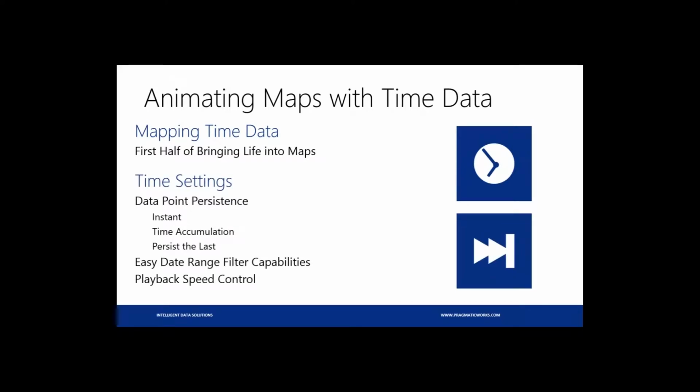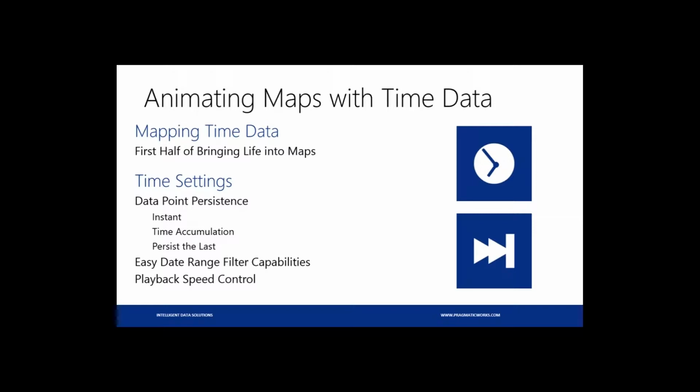You can do several things once you bring in a time element. When you bring time into Power Map, it's going to allow you to visualize that data differently. You'll notice here under the time settings heading that you can persist the data differently whenever you bring in time. What I mean by that is you can persist the data at an instant. That basically means whenever a data point happens at a certain point in time, it's going to show that data point and then make it disappear right away.